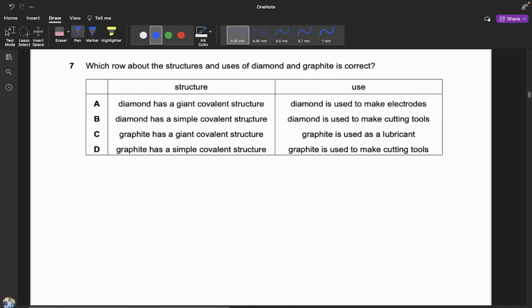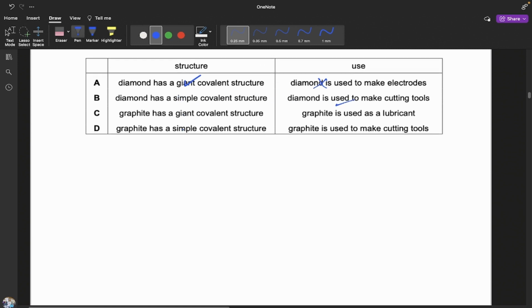Which row about structures and uses of diamond and graphite is correct? First one, read the structure. Diamond is a giant covalent structure. Yes, it's correct. Diamond is used to make electrodes. No, diamond doesn't conduct electricity, so the second statement is false. Diamond has a simple covalent structure. We can't accept it. Diamond is used to make cutting tools. Yes, you can accept it, but let's go with the next one.